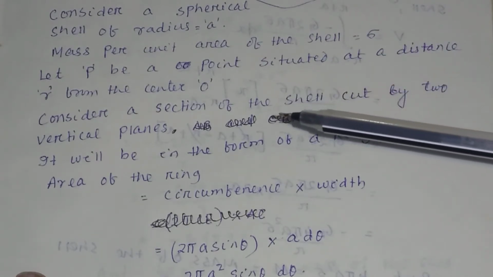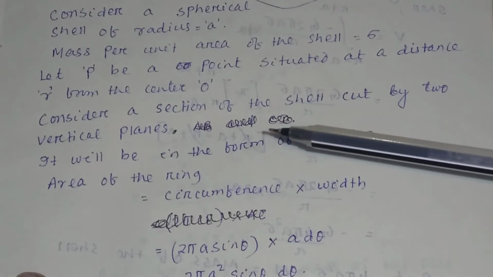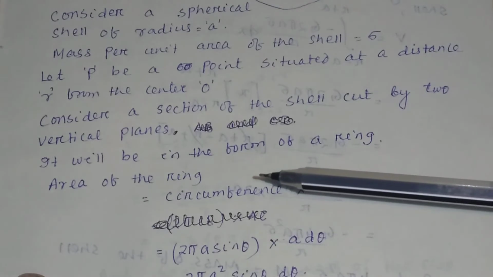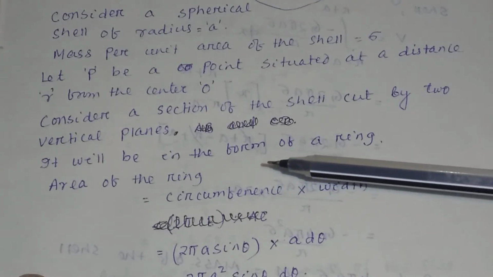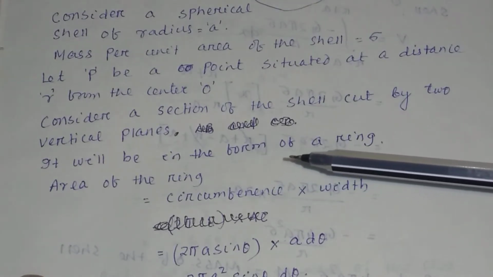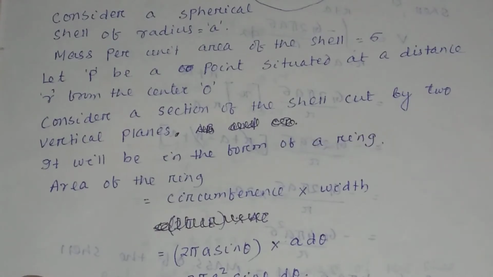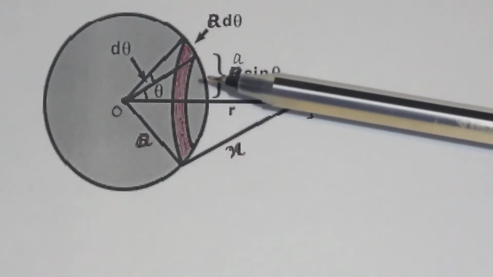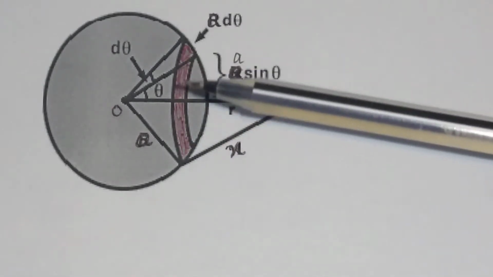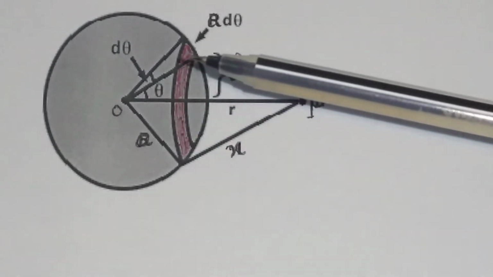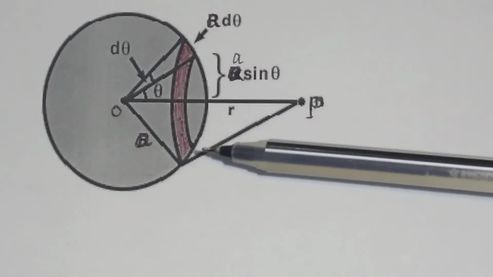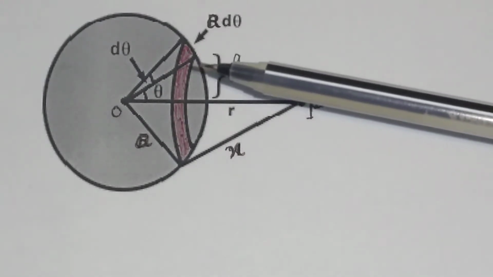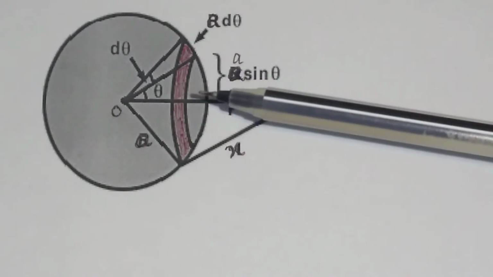You consider a section of the spherical shell which is in the form of a ring, and the radius of this ring is equal to a sin theta, and the width of this ring is equal to a d theta. So here we have imagined a ring of the spherical shell. I have shown you one side of this ring, and there is also another ring on the opposite side, and the width of this ring is equal to a d theta, and the radius of this ring is equal to a sin theta.